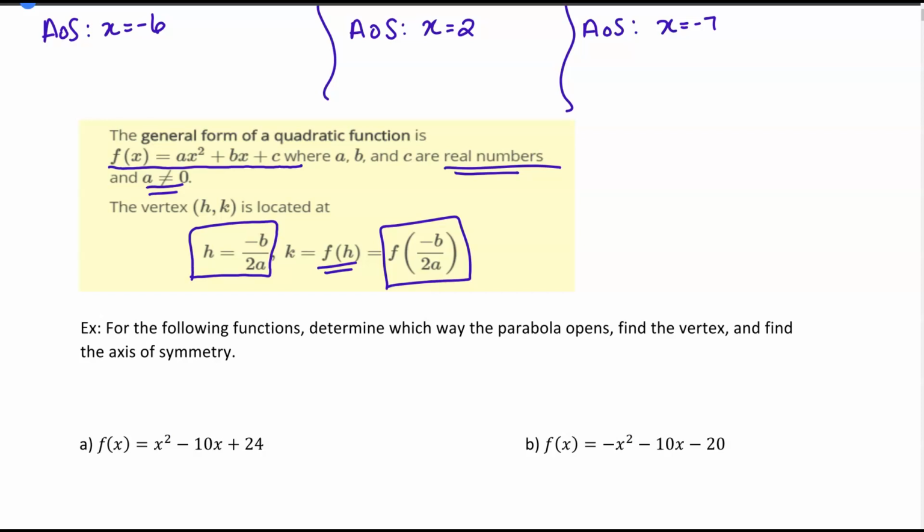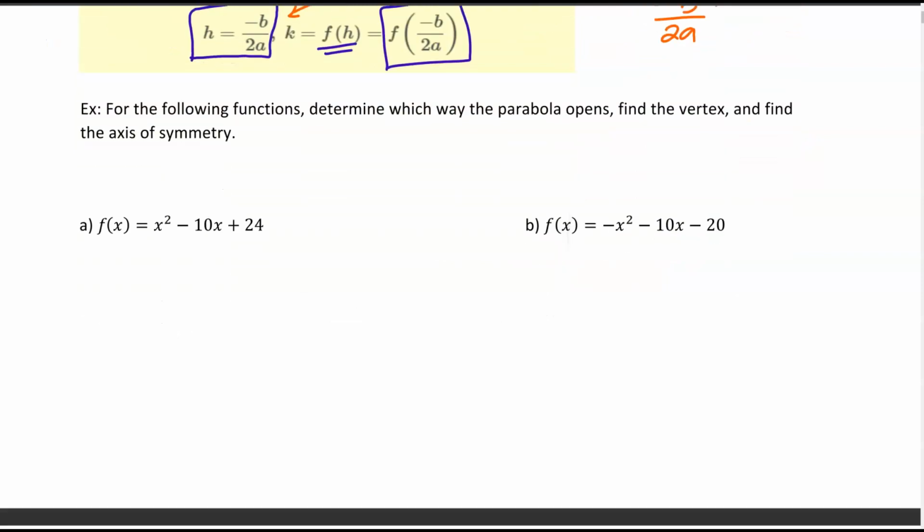Now these values actually come from the quadratic formula, because if you remember the quadratic formula, negative b plus or minus the square root of b squared minus 4ac, all divided by 2a. Notice that if we completely remove this piece right here, that inner square root, we are left with that negative b over 2a, and that is what's forming our vertex here. Okay. All right, let's take a look at some examples.